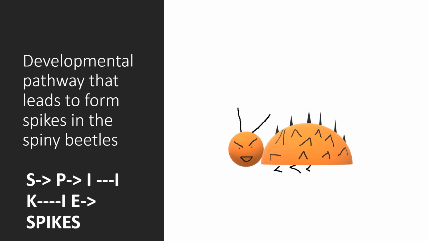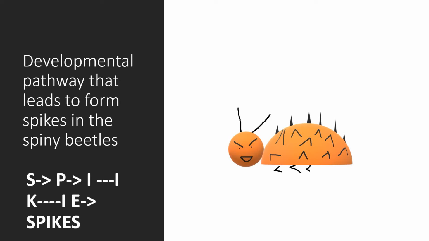Everyone, this is Sasin Taranum, and today I'll be talking about a given hypothetical developmental network which leads to the formation of spikes in certain cells of the ectoderm of spiny beetles. And then we will consider some mutations and their results of whether the mutant strains will or will not be able to produce ectoderm spike cells.